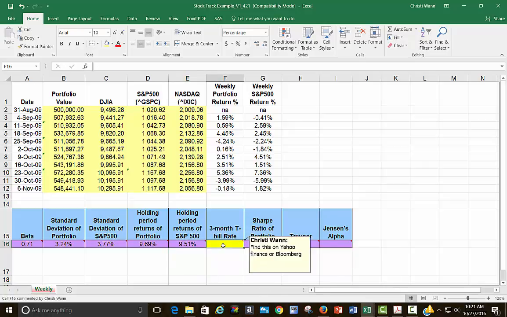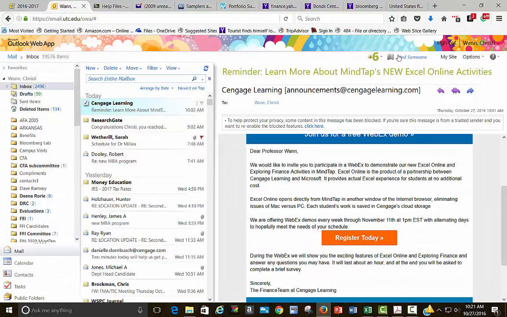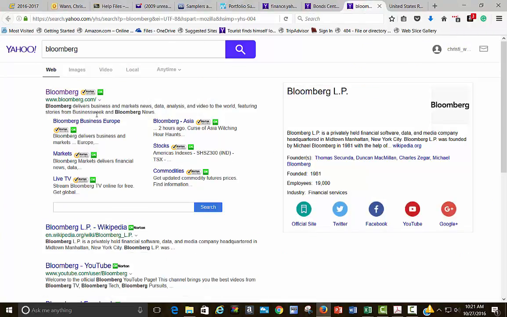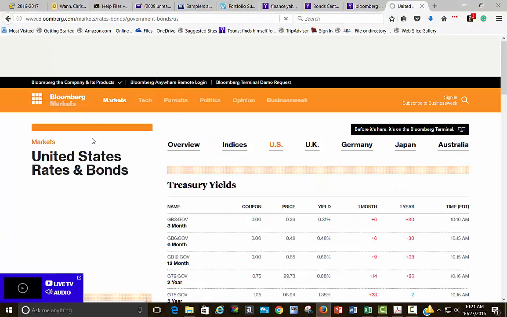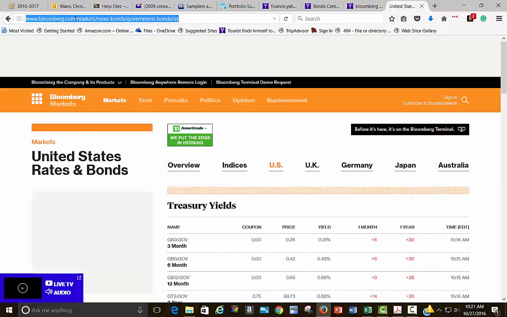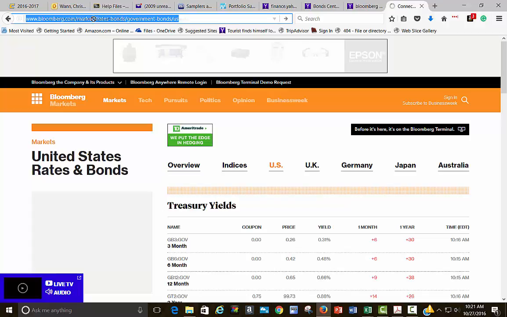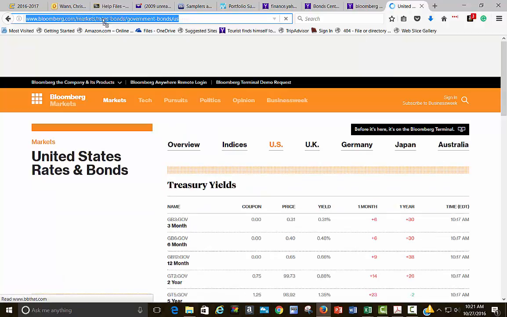The 3-month T-bill rate, you can find this on Yahoo Finance or Bloomberg. Let's see if I've got Bloomberg up here. So actually I went to Bloomberg. Let me just start over. Well, sorry, I got an email. Okay.